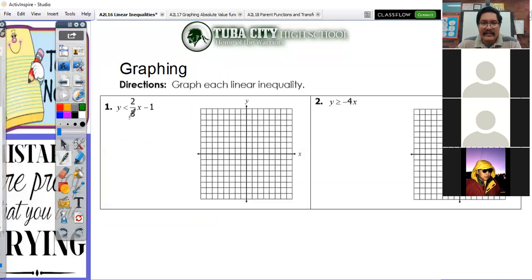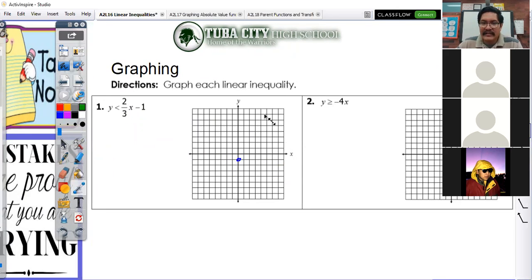So first thing we got to do, it's already in slope-intercept form, so that's taken care of for us. So let's go ahead and mark out the line. I'm going to mark out -1 right there. And I'm going to need a dash line. And remember, we need a straight line, and it's got to go all the way from one side of the graph to the other side of the graph for as long as we can see what's on the graph.